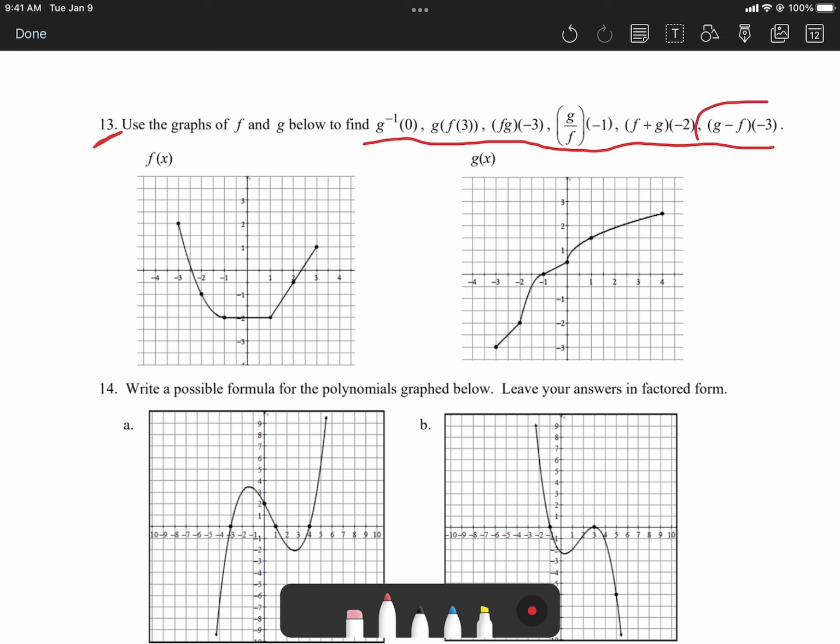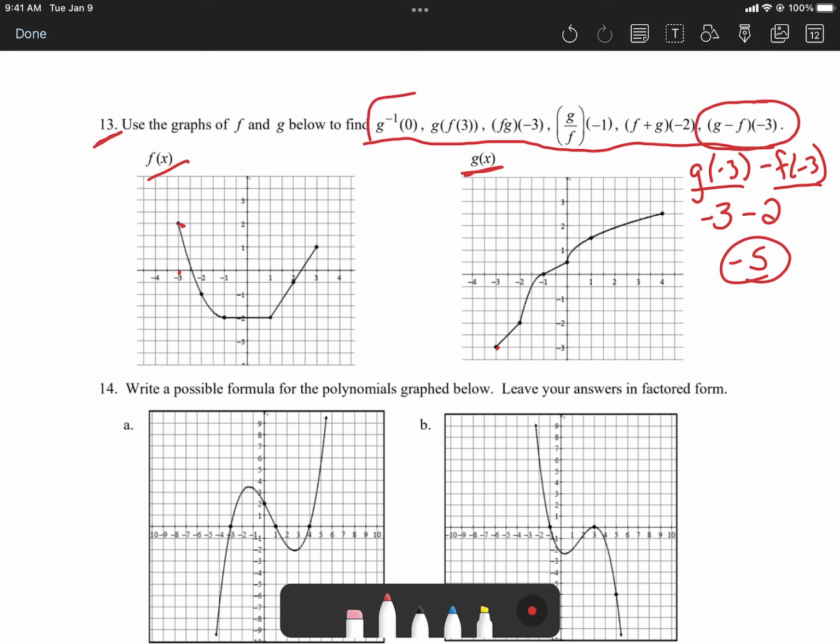For example, if we wanted to find g minus f of negative 3, that is g of negative 3 minus f of negative 3, and then we're going to get the values from the graph. So g of negative 3 means I come to graph g, I go to where x is negative 3, go down to my y, and I get negative 3, so this is negative 3 minus, to get f of negative 3, I go to my f graph, come over to negative 3, go up, and I get 2. So this answer would just be negative 5. And then it's asking you to do some other ones here with it. So just working through those.